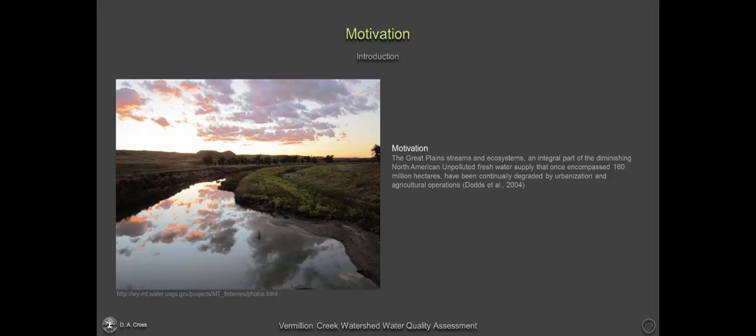The Great Plains streams and ecosystems, an integral part of the diminishing North American unpolluted fresh water supply that once encompassed 160 million hectares, have been continually degraded by urbanization and agricultural operations. In northeast Kansas, stream, lake, and reservoir sedimentation is a prevailing water concern.